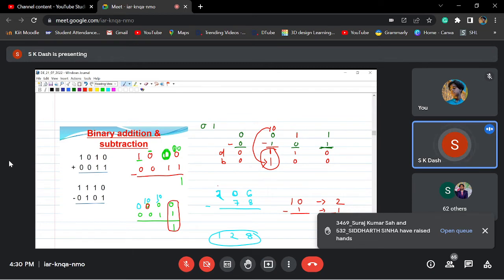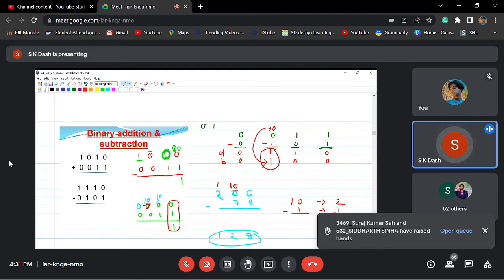क्या यहाँ पे remaining होगा? 1. What will happen here? This will become 10. Okay. The basic point is here it is 10. Here it is not 10. It is 1 0 in binary. Here in decimal it is 10.